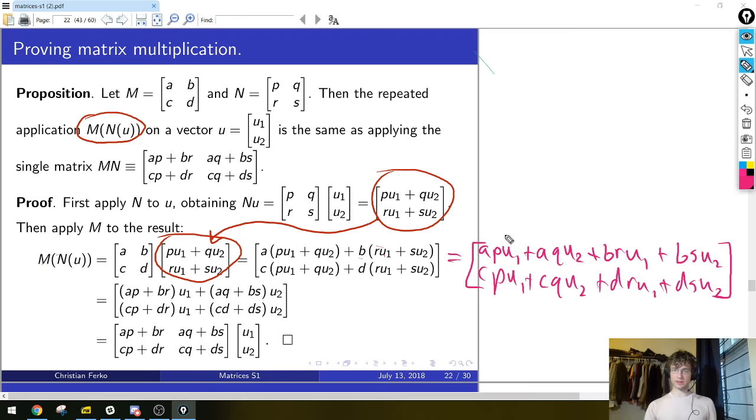So the U1 comes multiplied with AP plus BR. The U2 comes multiplied with AQ plus BS. And on the bottom, U1 comes multiplied with CP plus DR. And U2 comes multiplied with CQ plus DS. There's a typo here, this should be Q, which is actually corrected on the next line. Good. CQ plus DS. Here's the Q.